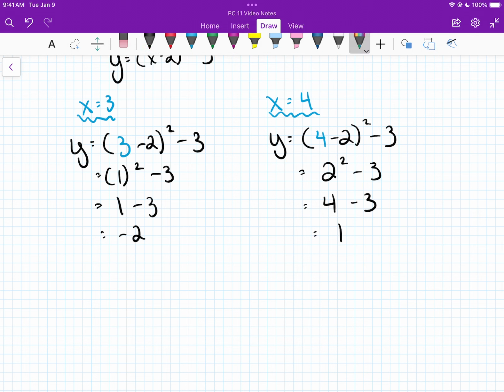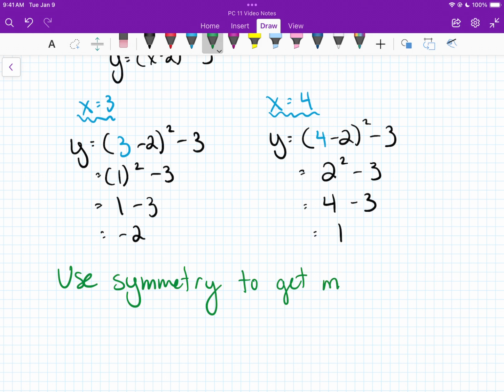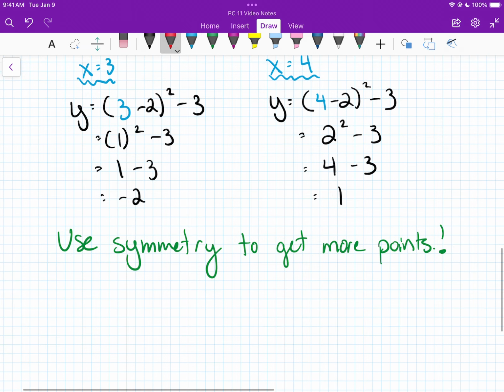So remember, use symmetry to get more points. So even though we want 5 points on our parabola, we only actually have to find really 2. Because the vertex you'll be able to figure out, and then we're calculating 2 points, which will end up getting us 4 more points. And now that we've done that, we can move on to our last step, which is just graphing. We're going to take those points, plot them on a graph, and see how it looks.